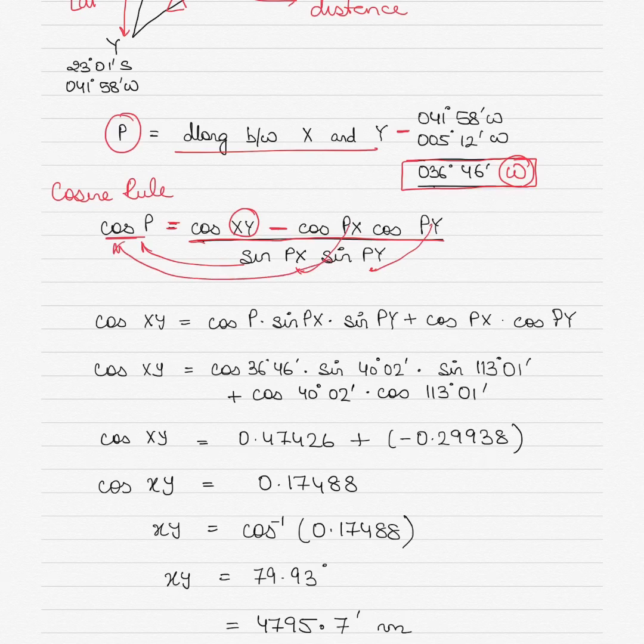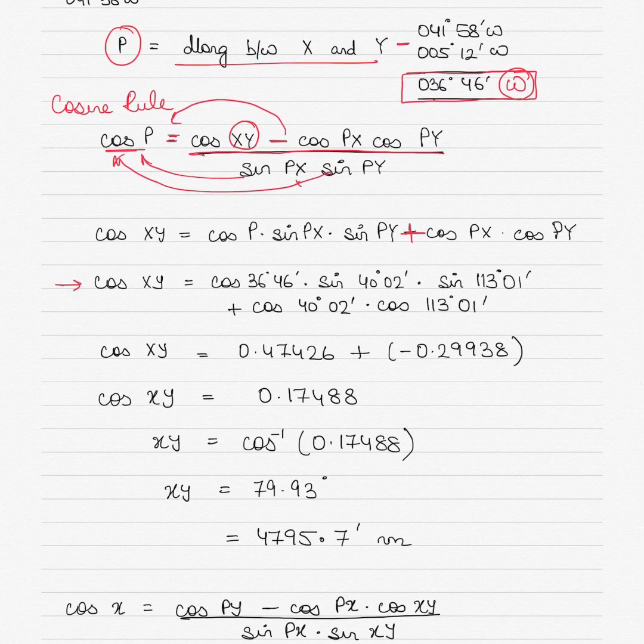we need to find out xy, so we need to isolate it on one side, and then this also goes to the other side. So therefore cos xy equals cos p multiplied by sin px multiplied by sin py plus cos px multiplied by cos py. You know these values already, you have found them out. Put the values in the equation. Start getting the numbers from the calculator. You should be getting the same answer that I am getting.